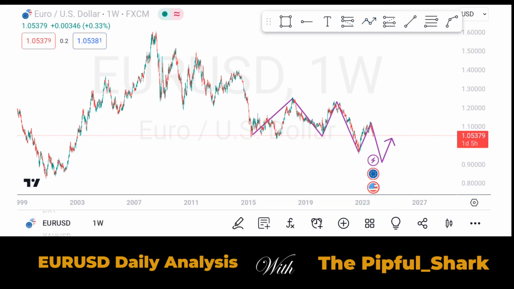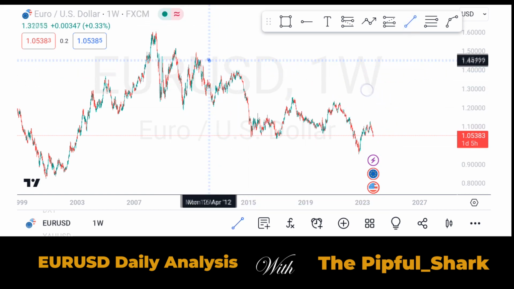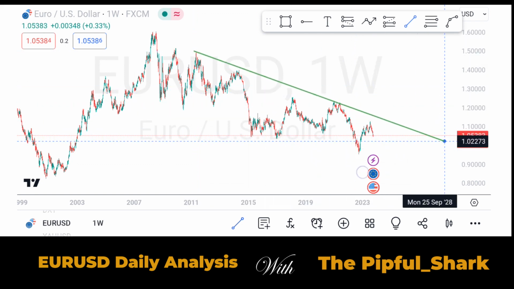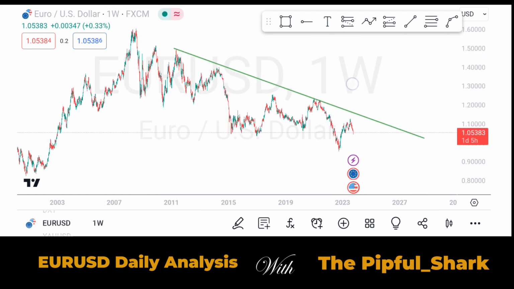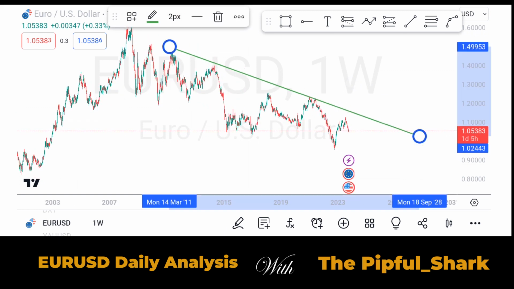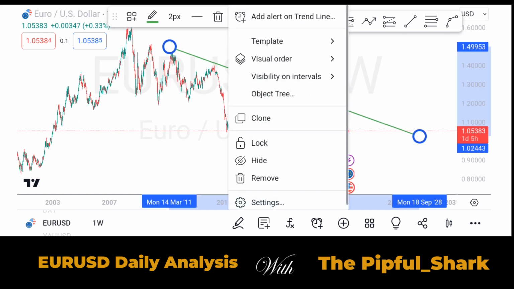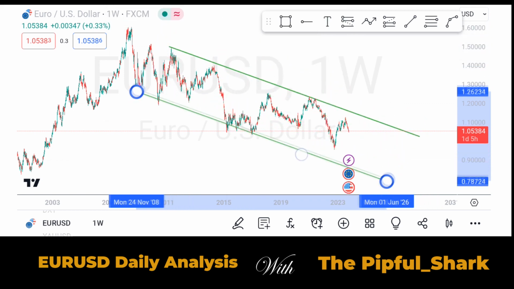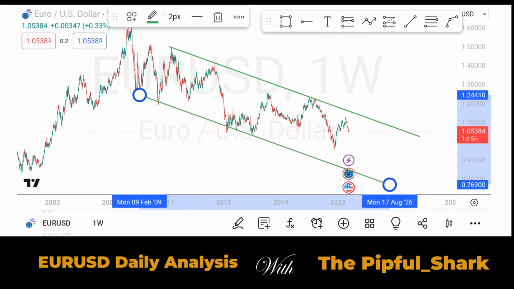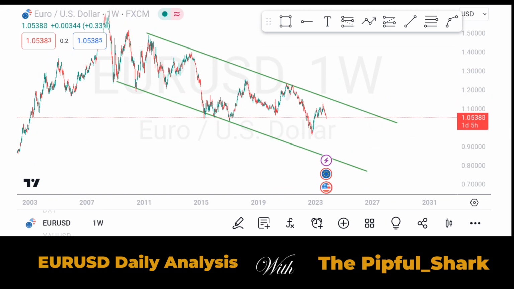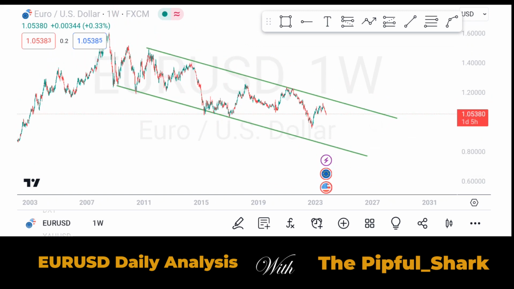I hope you have seen what I have done. The market is basically creating lower highs and lower lows, meaning that we are on a downtrend. Let us first start by drawing that trend line. Then we clone it and bring it to around this particular point, and now everything is clear about what the market is doing.